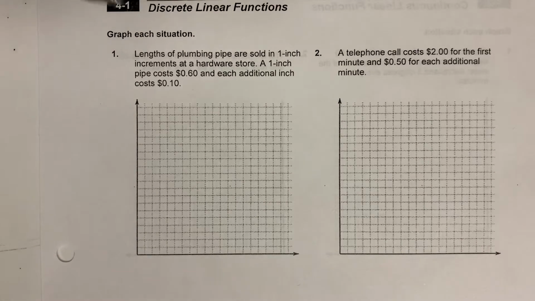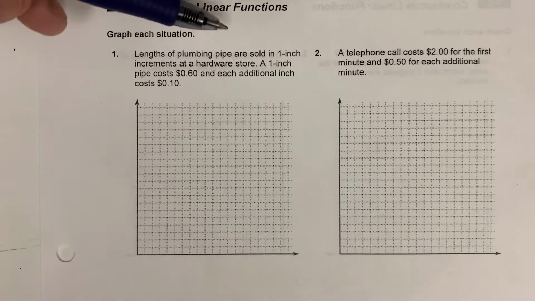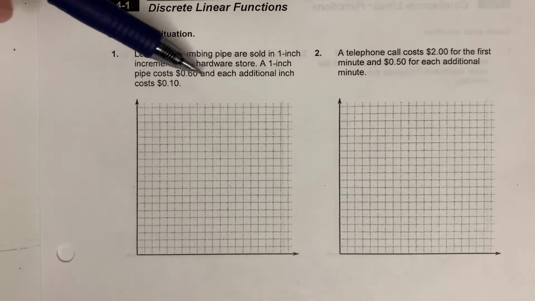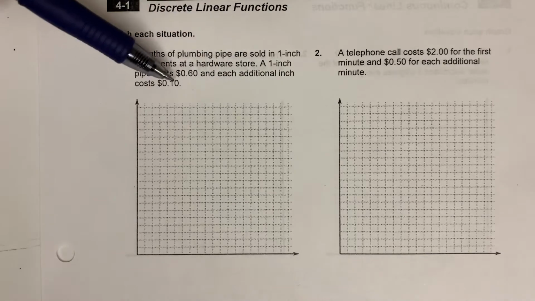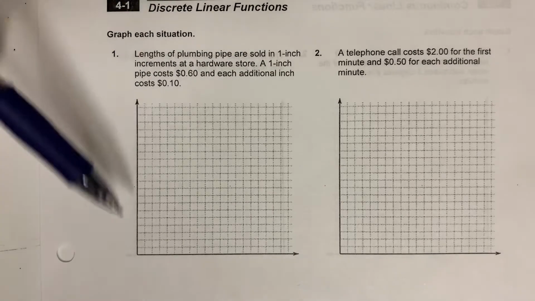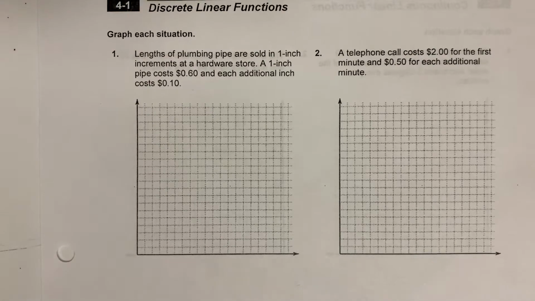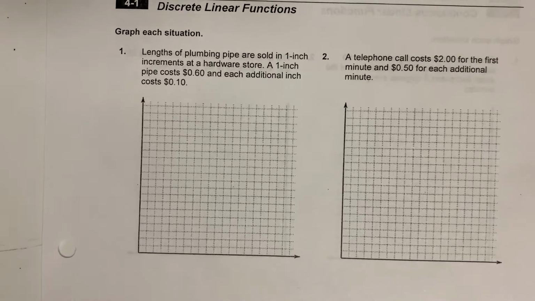So for instance, it says lengths of a plumbing pipe are sold in 1-inch increments at a hardware store. A 1-inch pipe costs 60 cents and each additional inch costs 10 cents. And so what we're supposed to do is graph this situation here on this blank graph. So the first thing you want to do is figure out what your independent and dependent variables are.